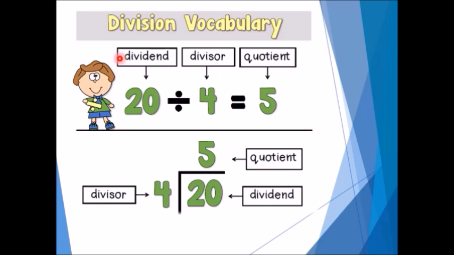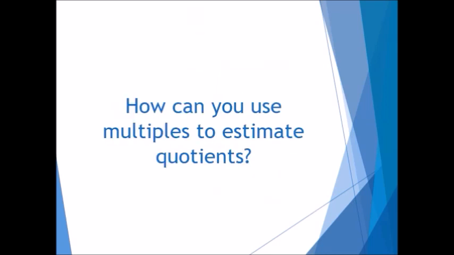The dividend is the number that will be divided. The divisor is the number that does the dividing. And the quotient is the answer to a division equation. First question in our lesson, how can you use multiples to estimate quotients?